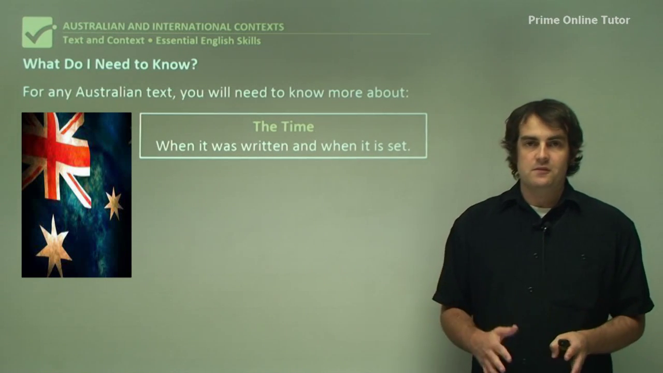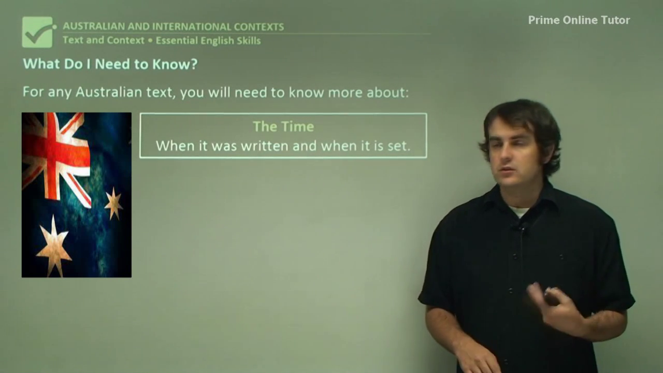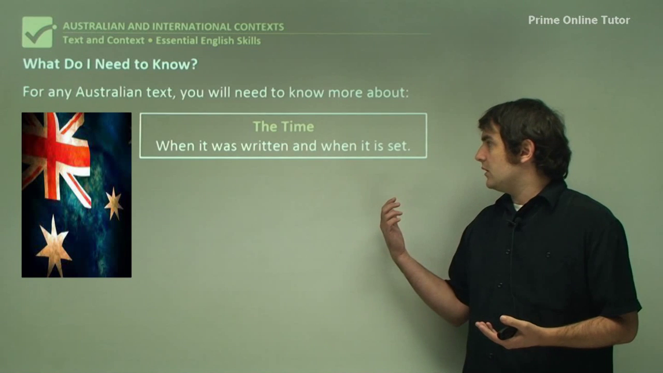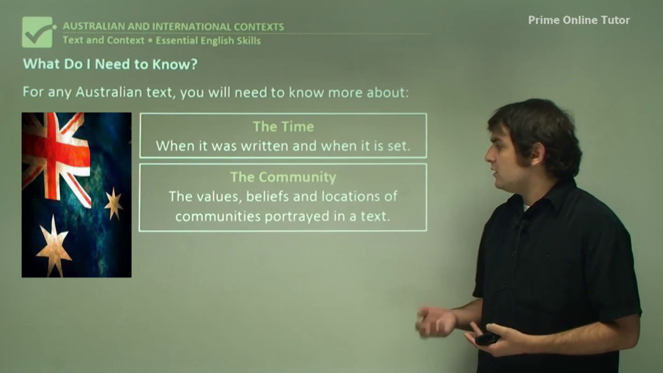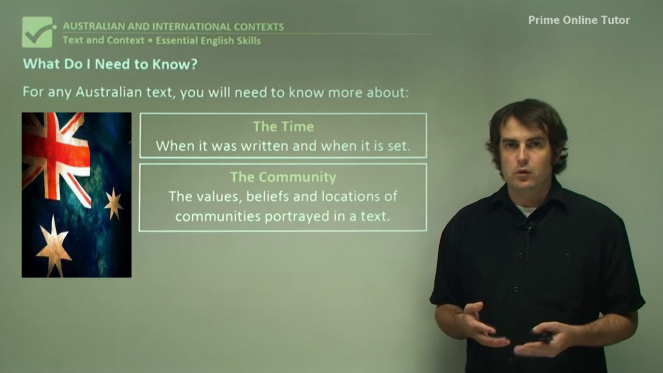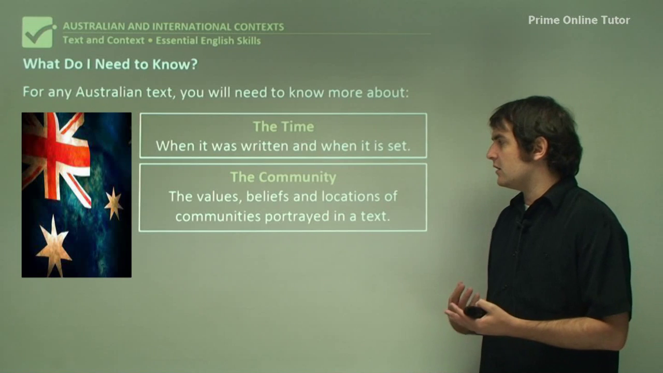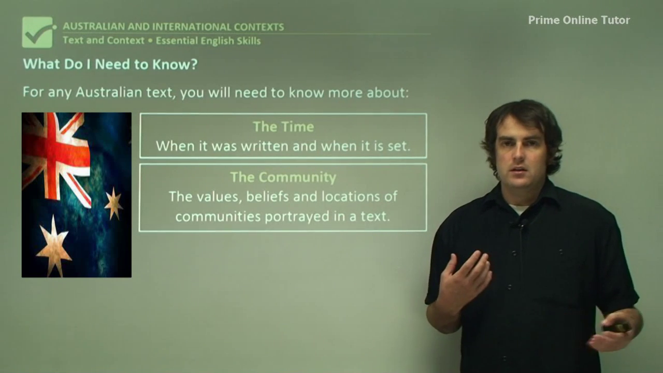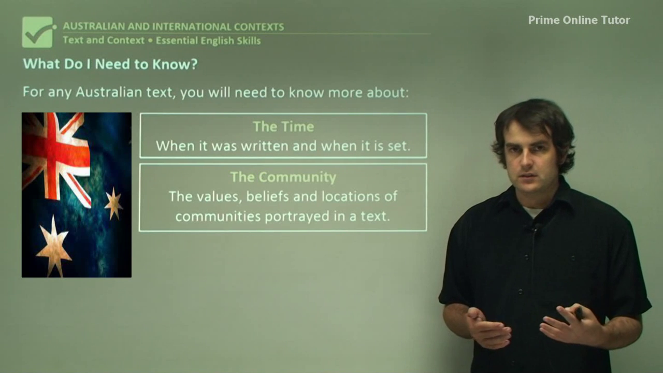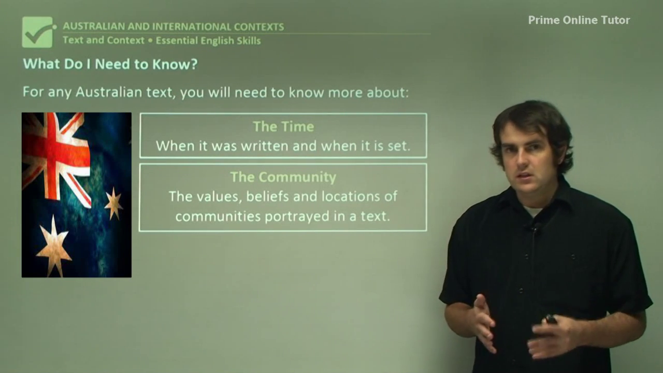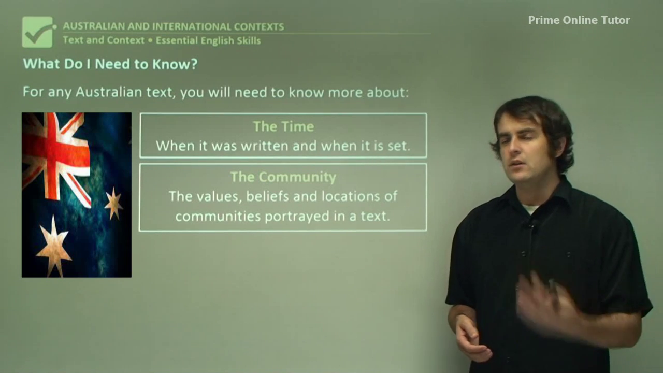Some may be set before, some may be set after. So it's very important that when you look at it, you look at the time it was set and when it was written. You need to look at the community, as in what community group did the author come from. Now, when you say community group, even if you're looking in the context of a city like Sydney, for instance, not every community is the same. You have different kinds of communities and different kinds of perspectives within those communities.